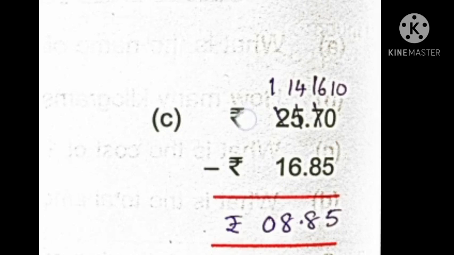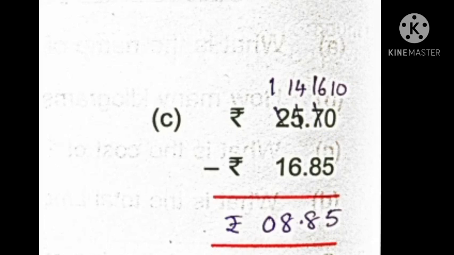C sum. Rupees 25.70 minus rupees 16.85. We have to do subtraction. We can separate in the same way as we do with the numbers children. We cannot separate 5 from 0. So from 7 we have to borrow. If we borrow from 7, this 0 becomes 10. 10 minus 5 is how much children? 5. Here 6 will remain now.